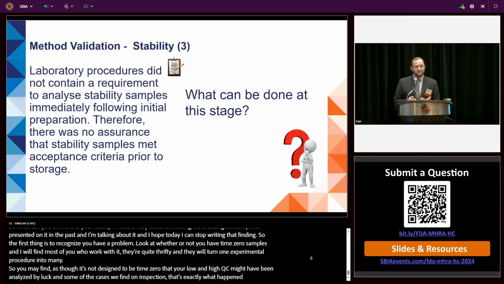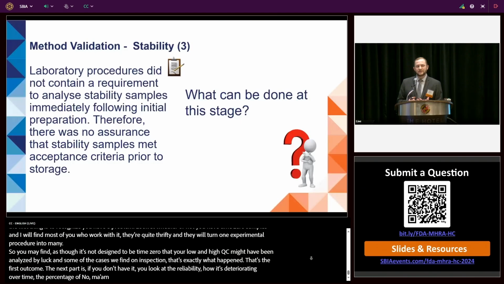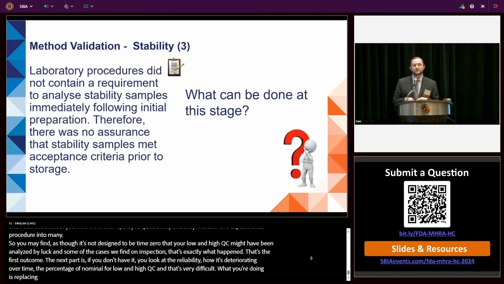The next part is if you don't have that, then you're starting to look at the reliability of the long-term stability, how it's deteriorating over time, the percentage of nominal for your low and high QCs. And that's a really difficult thing to do, because what you're doing is replacing an experiment with a human's opinion. And as all inspectors will tell you, we would much rather have data.